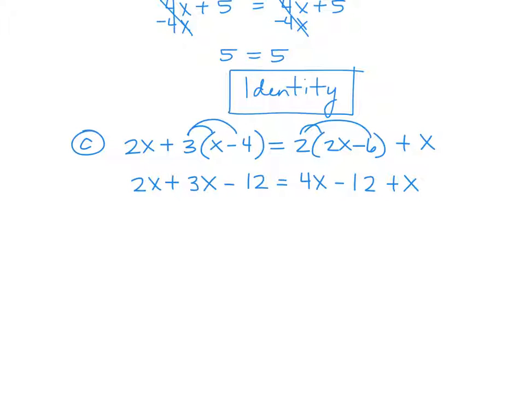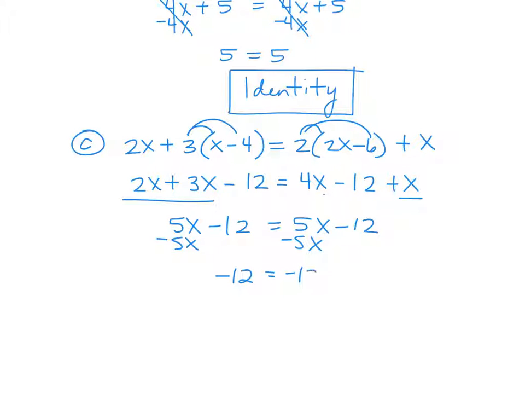Okay, now combine your like terms. 2x plus 3x is 5x minus 12. 4x plus x is 5x minus 12. Again, you can see it right now. They're identical, right? Identical means identity. But technically, you would take away the 5x and get negative 12 equals negative 12, which is an identity.